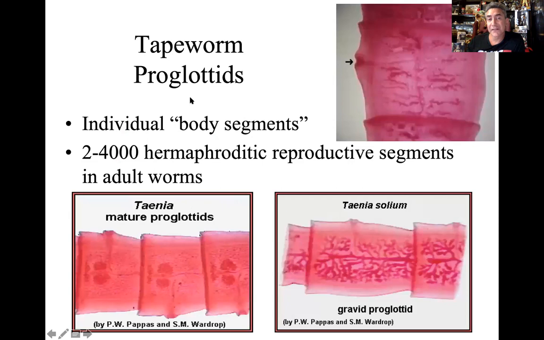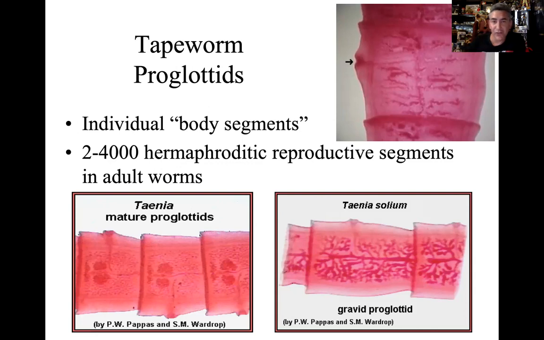Depending on how long the tapeworm has been there, the tapeworm may be as short as two little body segments, the scolex and then the neck, or we can have up to 4,000 hermaphroditic reproductive segments. And they're growing and growing and growing.